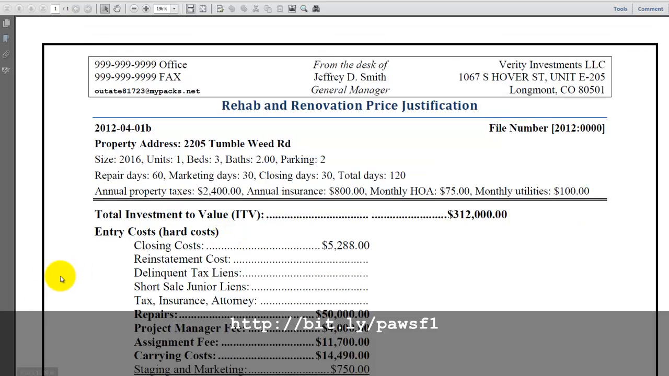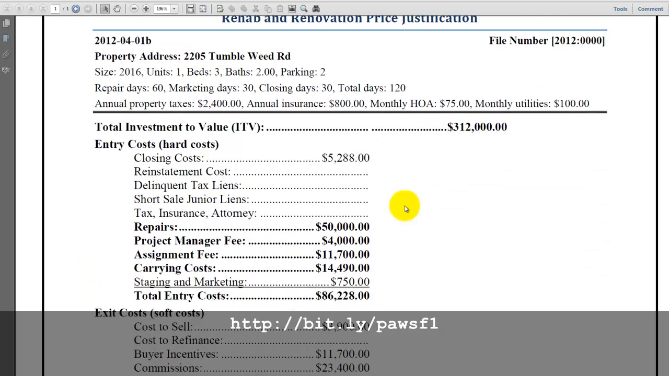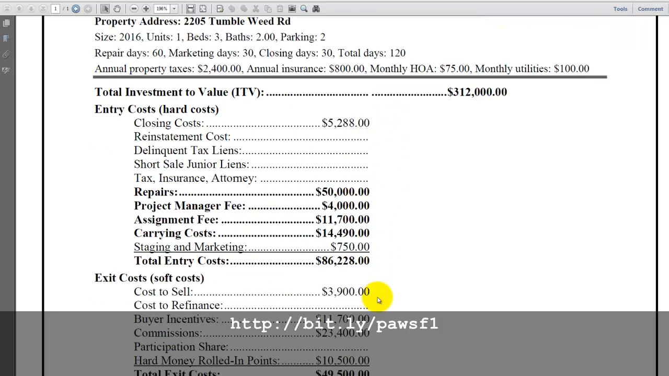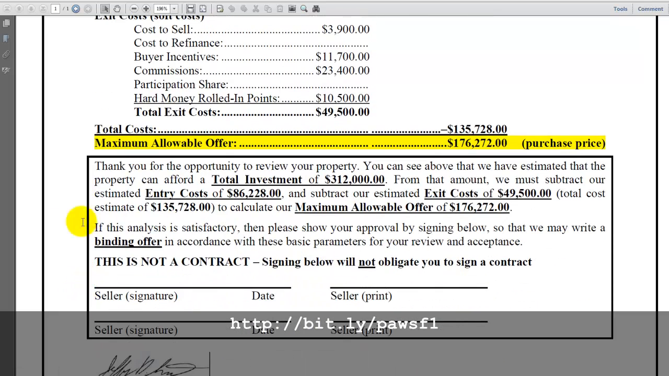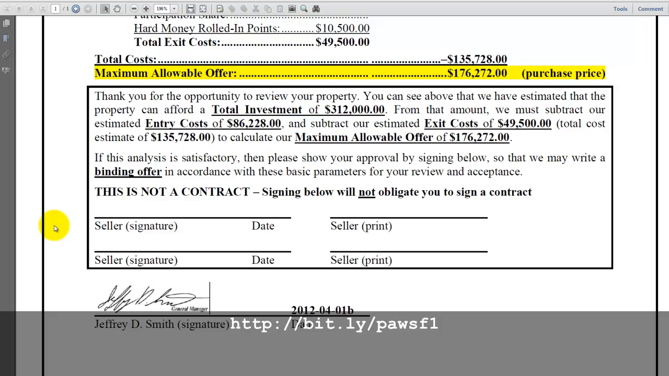Rehab and renovation price justification. This is what I would show to the real estate broker or to the seller to show my total investment, and then subtracting my hard costs going in, my soft costs going out, maximum allowable offer. It explains it very clearly, very simply. And this is like a letter of intent. It's not binding. If I can get the seller to sign this, it means that they have looked at the map, they understand it, and they want to go ahead with getting a binding offer.